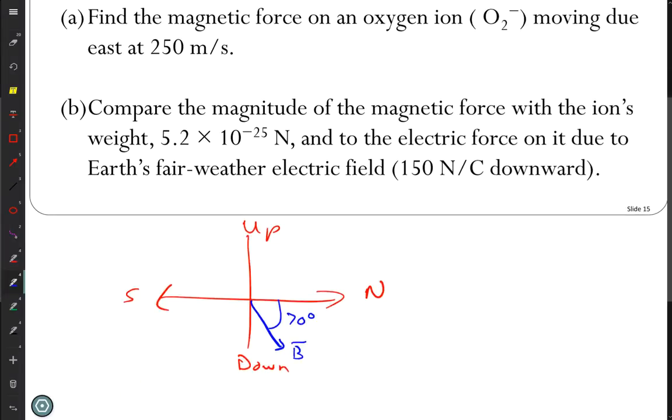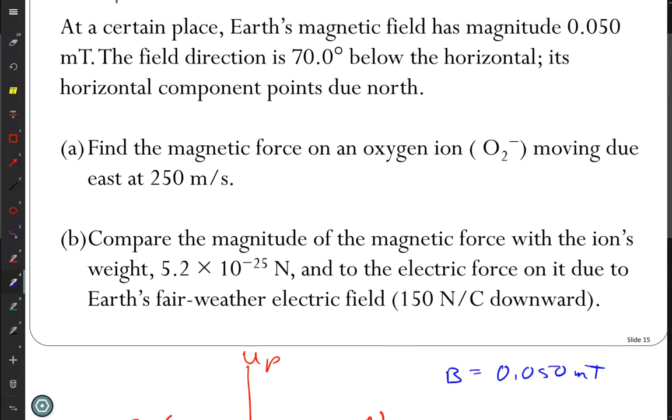And we have the magnetic field strength is 0.050 milliteslas. Find the magnetic force on an oxygen molecule. It's an ionized oxygen molecule. Why is it important that it's ionized?